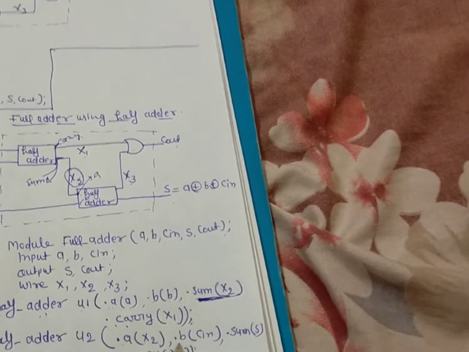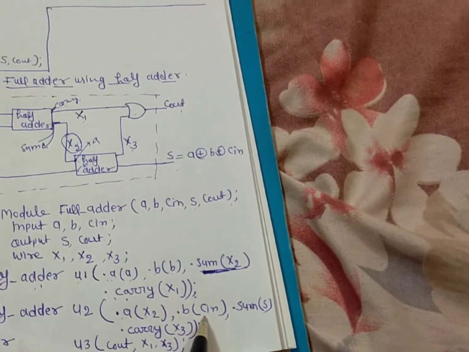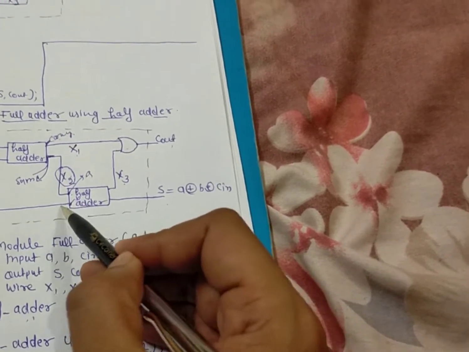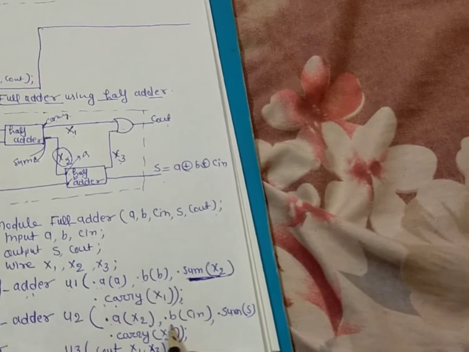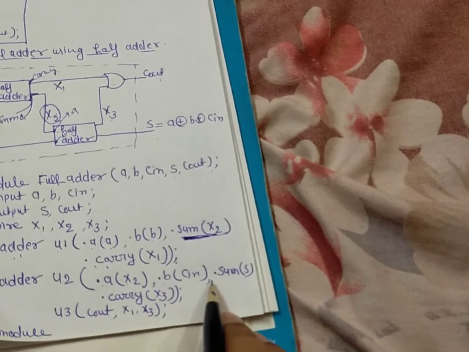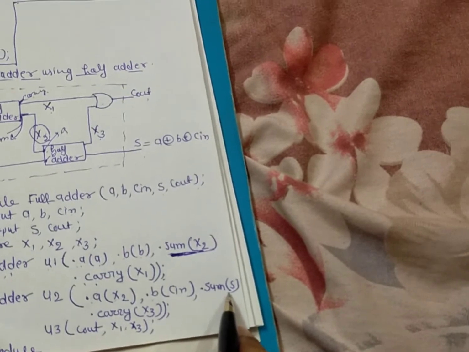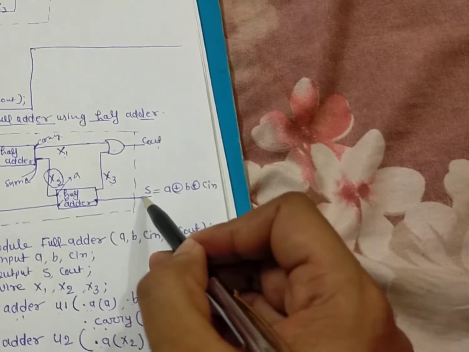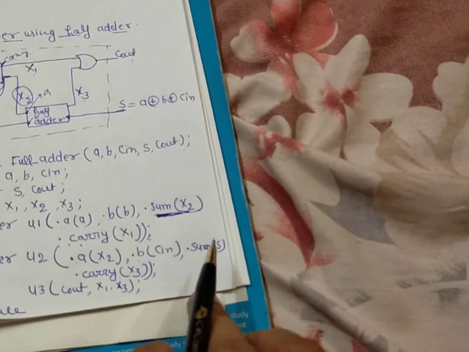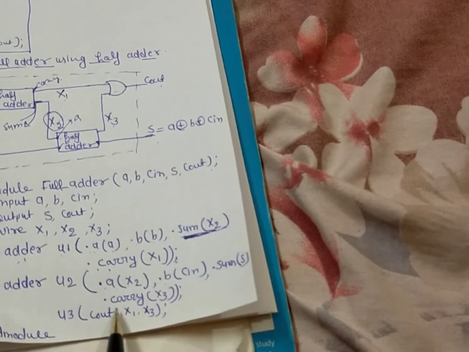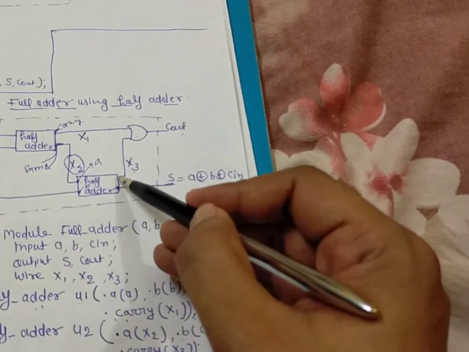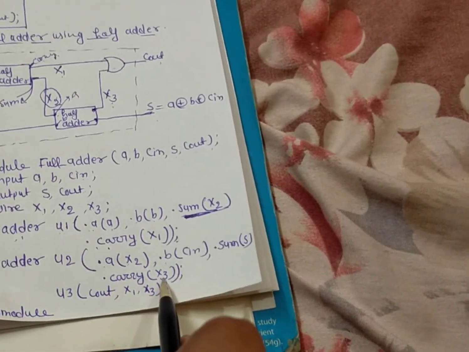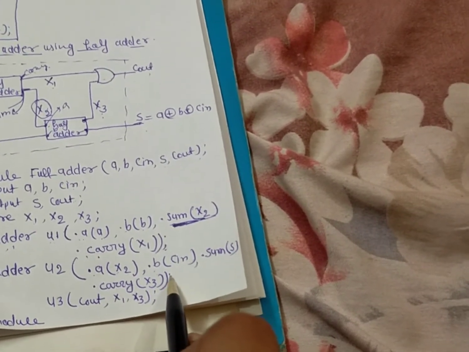Similarly, the second input of the half adder, dot b, is connected to the c in. So this we can write in this form: dot b c in. Similarly, the output dot sum is connected to the s, this is the output point, so this thing we can write in this way. And fourth, dot carry. The carry point is connected to the x3. So we can write dot carry bracket x3, then bracket close, then semicolon.